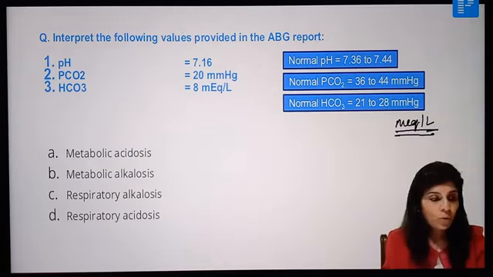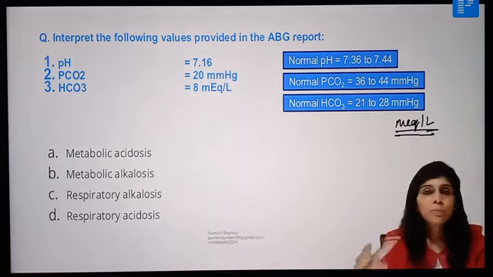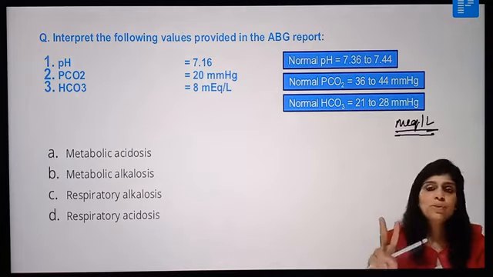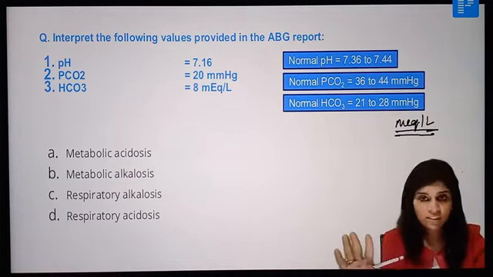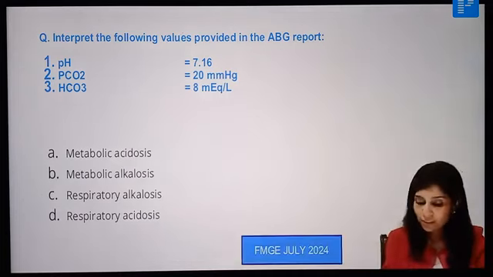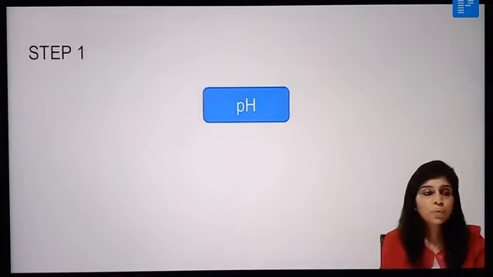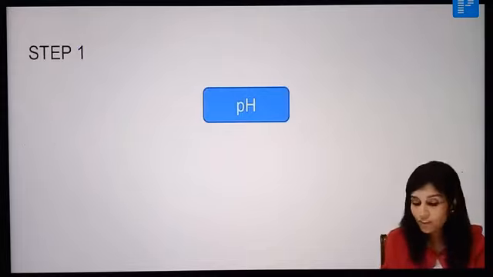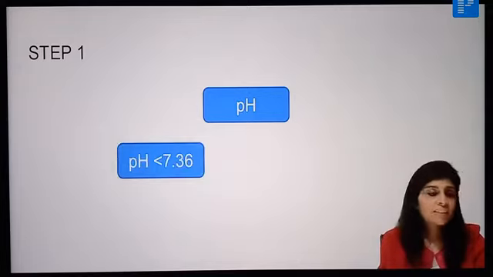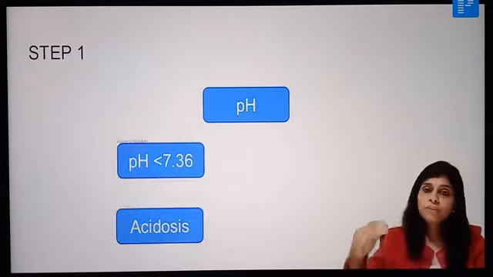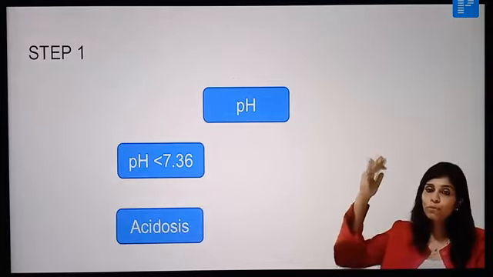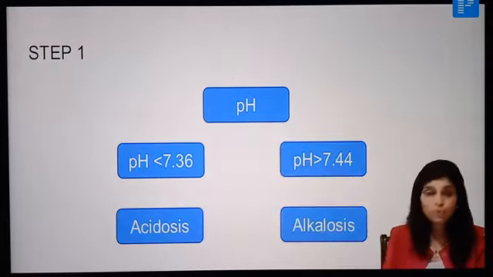Okay. So what is step number 1? I'm going to just tell you 2 steps based on which you'll be able to answer all ABG questions. Step number 1 is to check the pH. We know that the normal pH is between 7.36 to 7.44. So what if the pH is less than 7.36? If it is less than 7.36, very good. The answer is acidosis. What if the pH is more than 7.44? It means the person has got alkalosis.